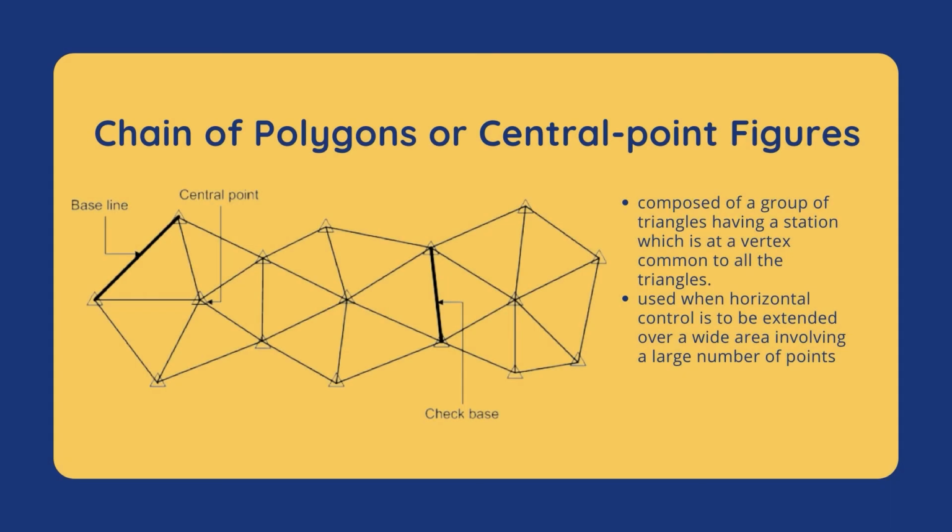The third geometric figure arrangement is a chain of polygons or central point figures. The triangulation system is composed of a group of triangles having a station which is a vertex common to all the triangles. It is used when horizontal control is to be extended over a wide area involving a large number of points, such as a large triangulation survey for a city.